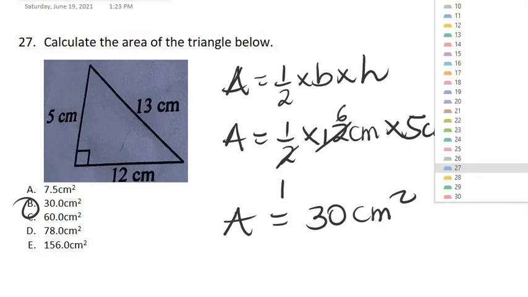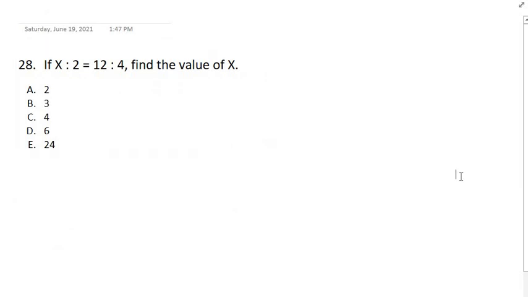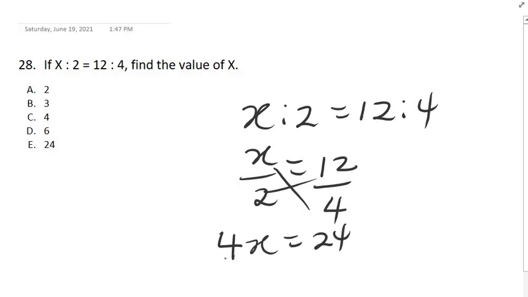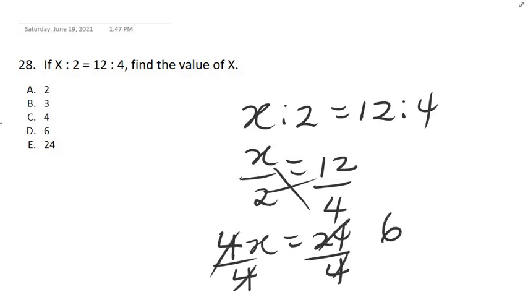Now, question 28. Let's look at this ratio. x ratio 2 equals 12 ratio 4. Find x. Ratio means division. So x divided by 2 equals 12 divided by 4. Cross multiply. x times 4 will give me 4x. 2 times 12, 24. To get x, divide both sides by 4. Okay, 4 cancel 4. 24 divided by 4 will give me 6. So x is 6, which is D.